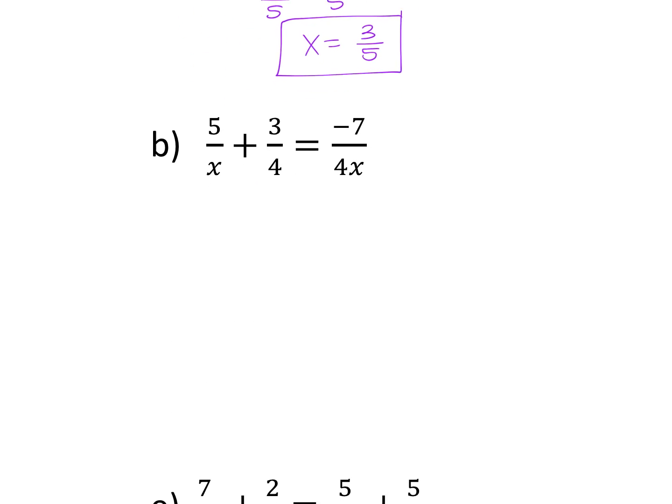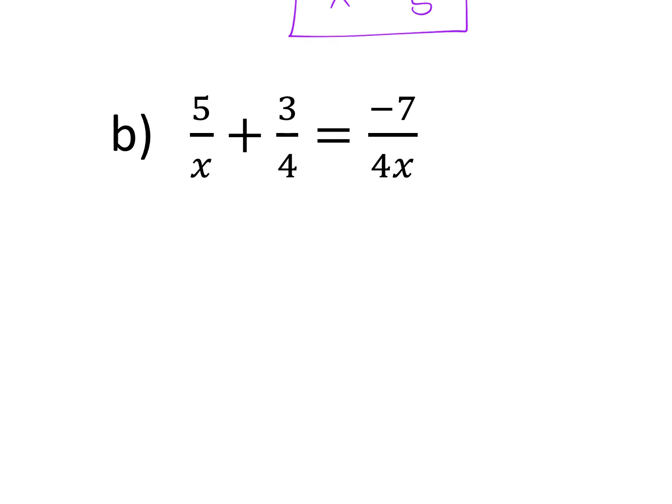Okay, so look at letter B here. What's your LCD? What's your least common denominator? It's not 4. There's x's there, right? 4x is going to be your least common denominator. So we're going to take this whole thing and we're going to multiply it by 4x, all 3 pieces. Okay, make sure you do all 3.